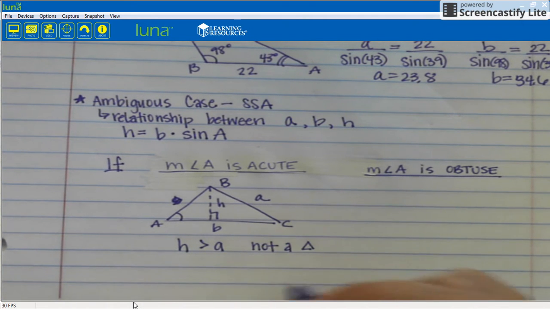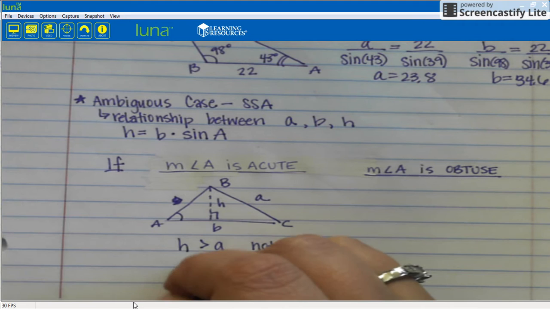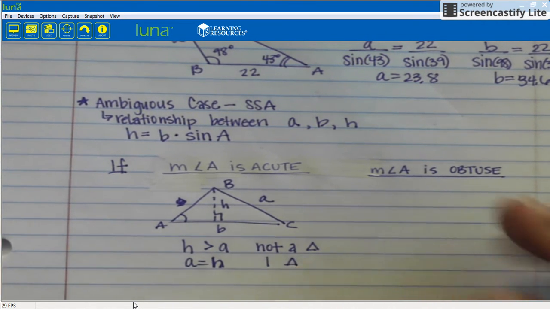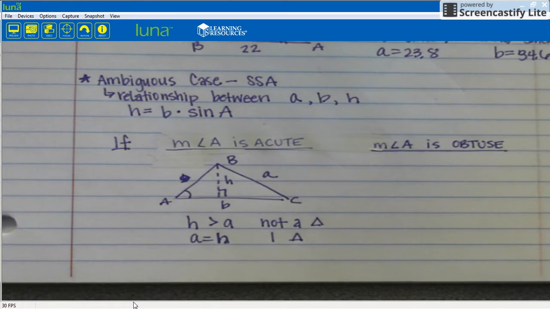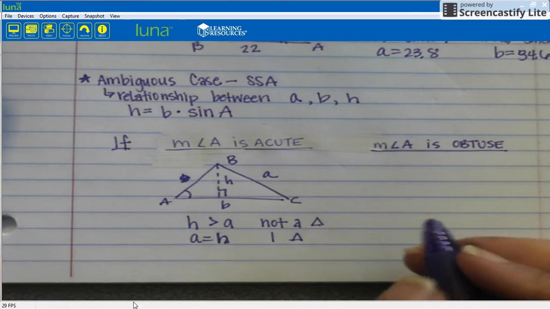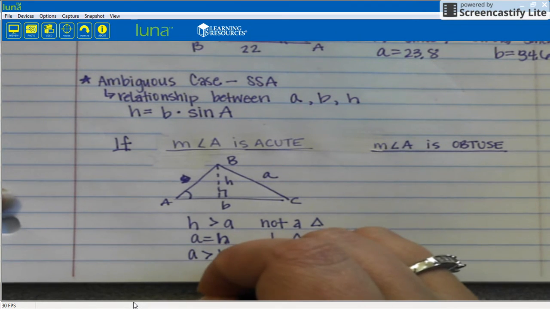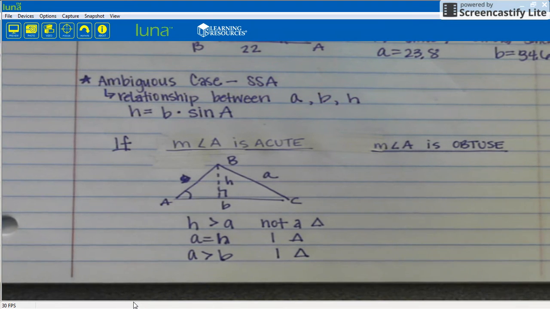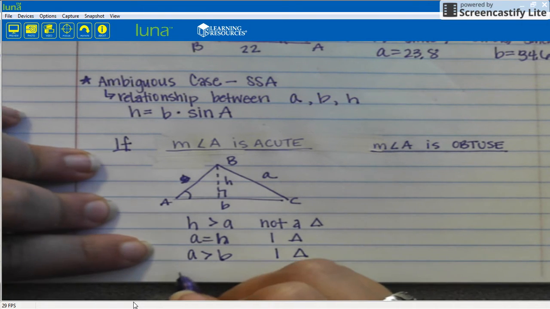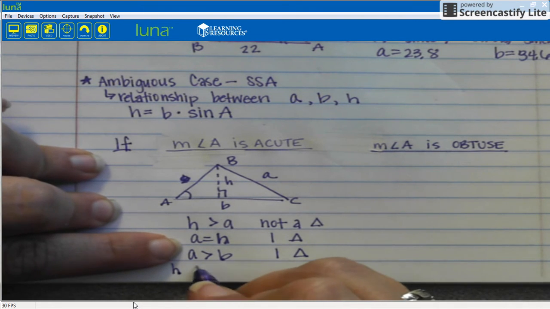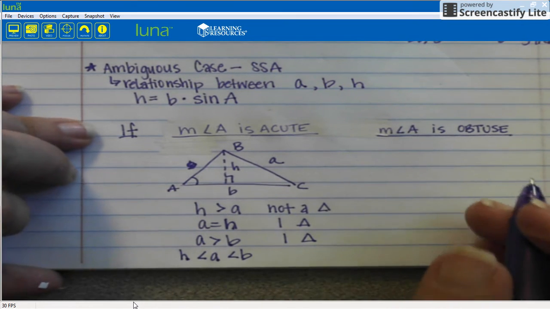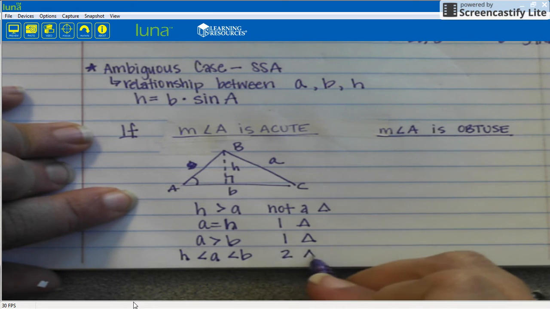If A equals H, then you are one triangle. If A is greater than B and you're acute, then you are one triangle. But if H is less than A is less than B, then you are two triangles.